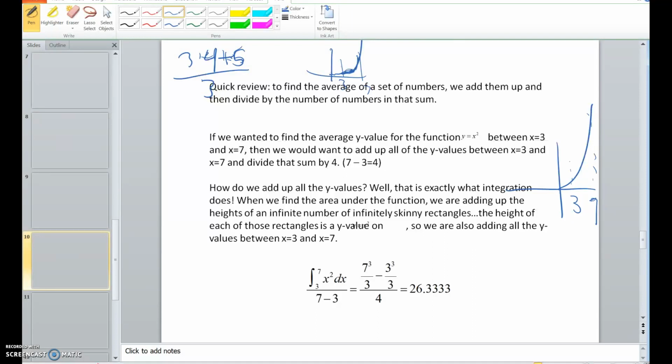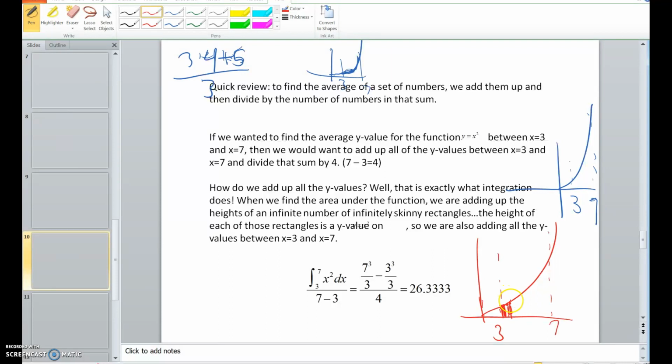But then, how do you add up all these y values? There's an infinite number of y values in between 3 and 7. But that is what integration does. So when we think about the function y equals x squared in between 3 and 7, so here's 3, what the integration operator is doing is taking the height of an infinite number of infinitely skinny rectangles and adding them up.